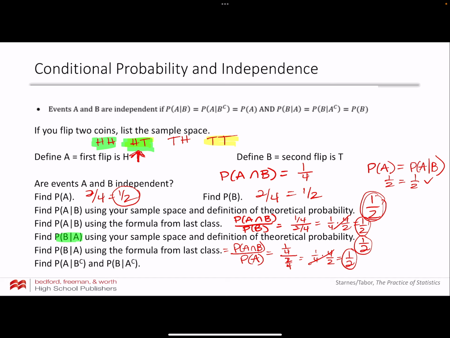So now if I go back and look at the probability of B, the probability of B is equal to the probability of B given A. 1/2 equals 1/2.